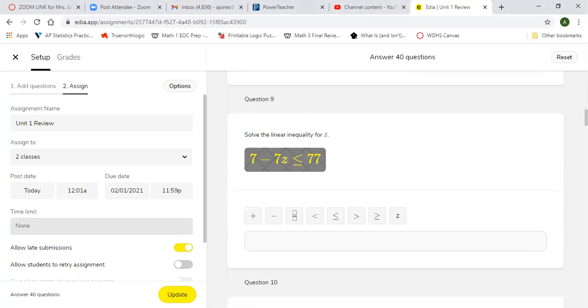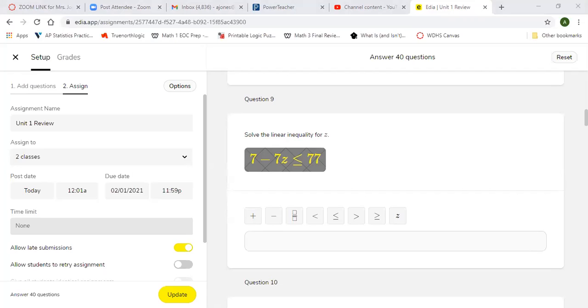Here's a good one. I'm going to write it down. 7 minus 7z is less than or equal to 77. So there's what we got. What's on the same side as z but not with it? And if you have to use your finger to cover it up, it makes it a little bit easier. So how do I get rid of a positive 7? Subtract 7 first.